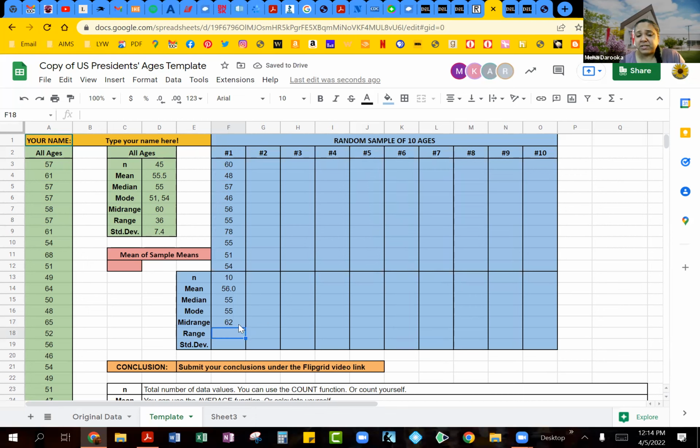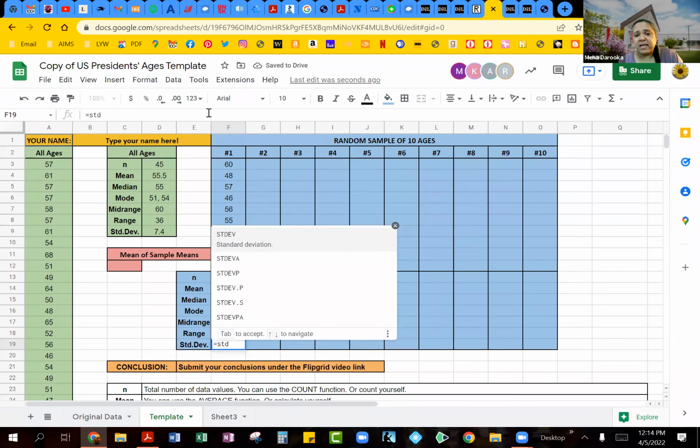So our mid-range actually is coming out to be a fairly large number compared to the other 3 calculations. Your range, of course, is maximum minus the minimum. Maximum minus the minimum for these 10 data values, a range of 32, and then your standard deviation.